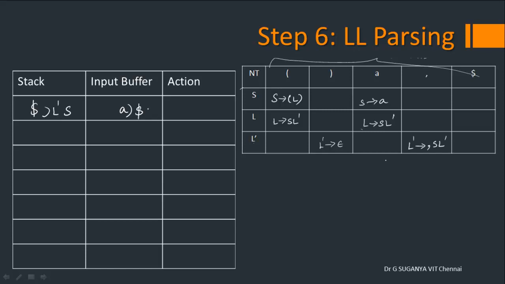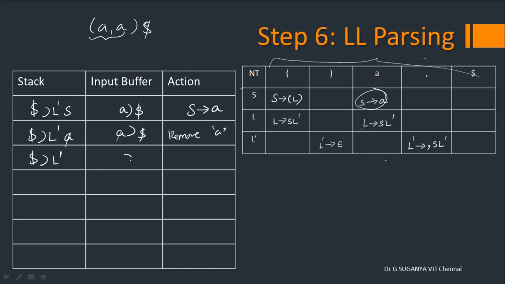And now what is S comma A? Again the same, it is S gives A. So replace it: close bracket L dash A, and we'll have close bracket dollar. Then the same symbol A is there, so in this input we have seen up to this part as of now. So remove A, and you'll be left with dollar close bracket L dash, close bracket and dollar.